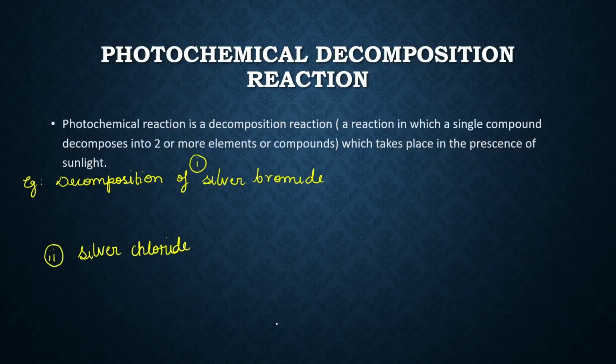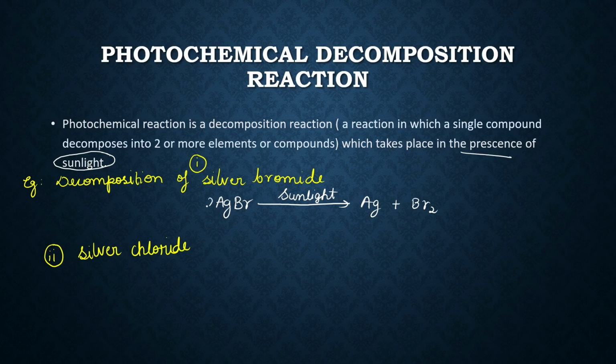Now let's look into the next important reaction, that is the photochemical decomposition reaction. A photochemical decomposition reaction is again a decomposition reaction which takes place in the presence of sunlight, or I can say light energy. The example for this is decomposition of silver bromide and silver chloride. Silver bromide, AgBr, decomposes in the presence of sunlight to give silver and bromine.